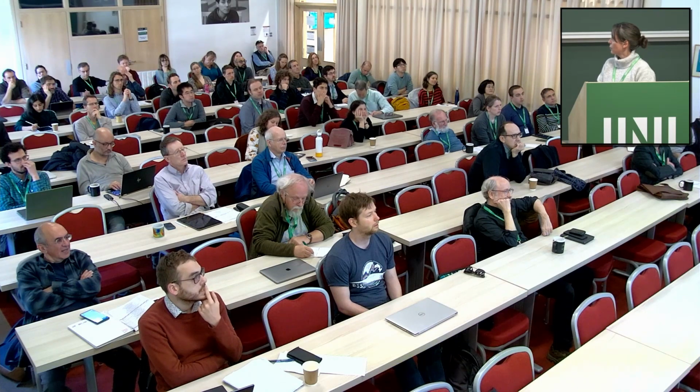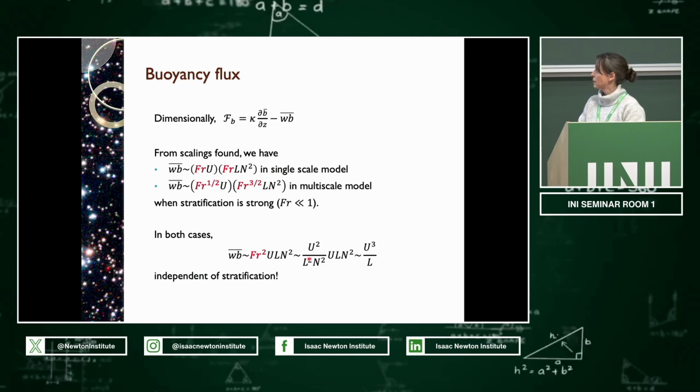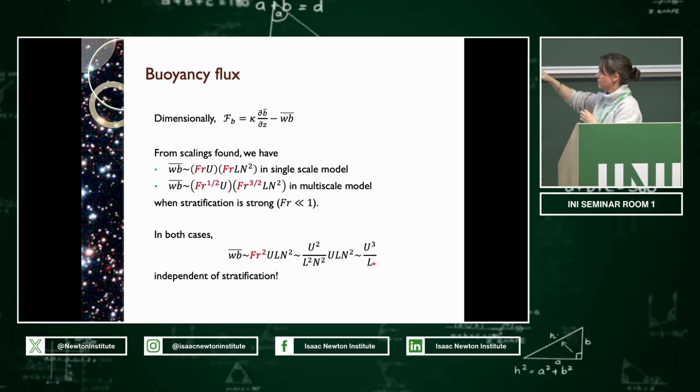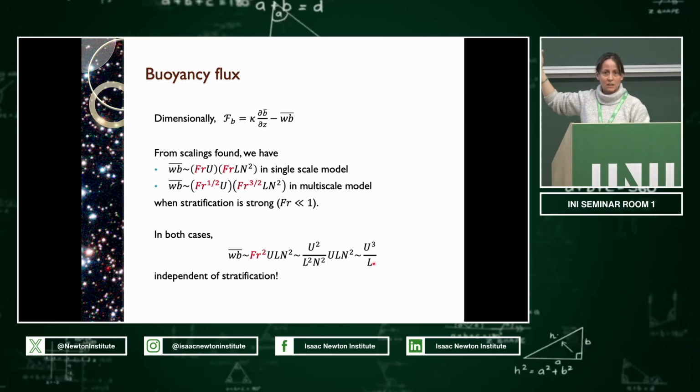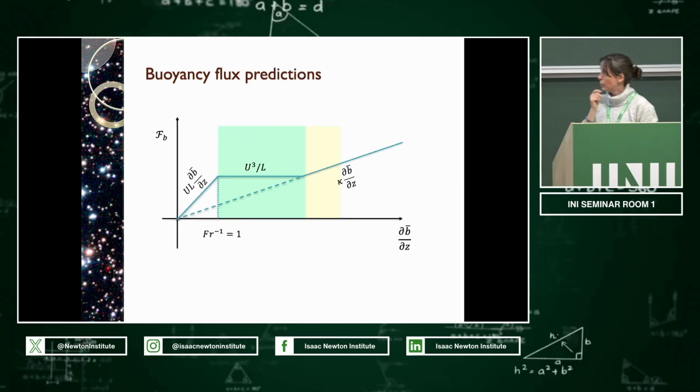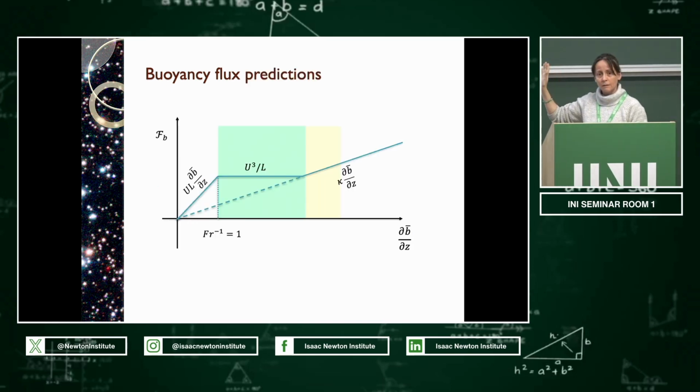This, again, is dimensional now. And if I put back what Froude squared is, I get U squared over l squared N squared times this. The U squared becomes a U cubed. The N squareds cancel out, and that's very important. And then you get U cubed over l. Now, for those of you who do turbulence, you know exactly what that means. It means that the power injected into the system goes, some of it into this buoyancy flux, and some of it goes into viscous dissipation at the same rate. So this is this notion of constant mixing efficiency, or rather mixing efficiency that's independent of stratification. As a result, the buoyancy flux is going to look something like this as a function of buoyancy gradient.